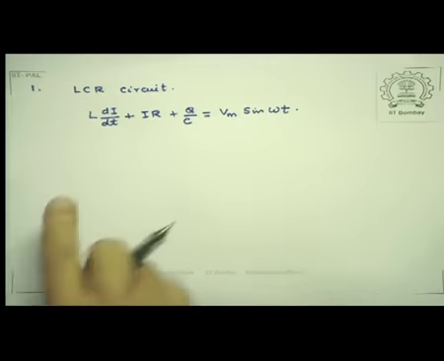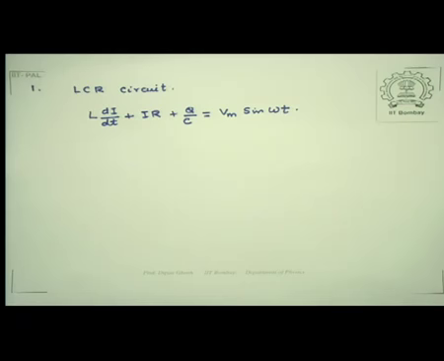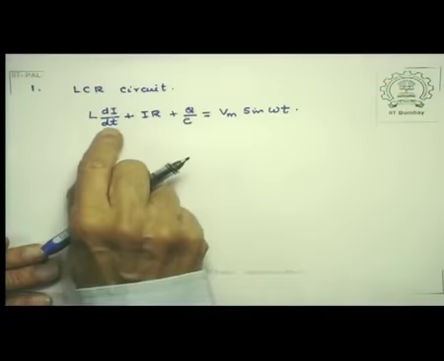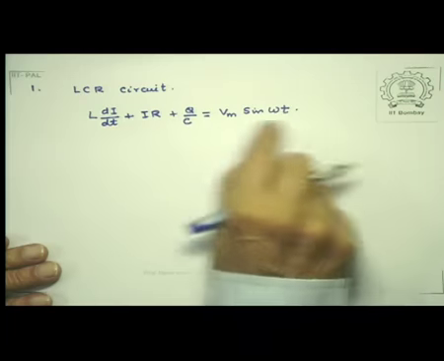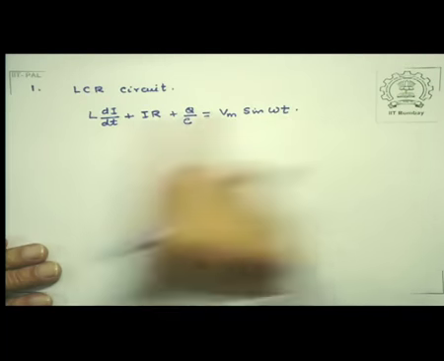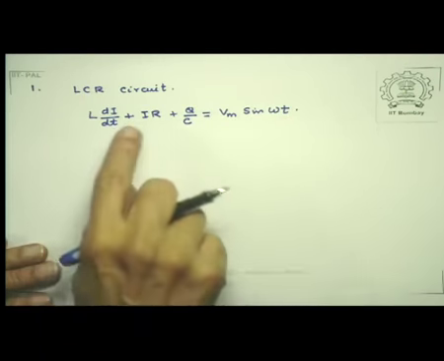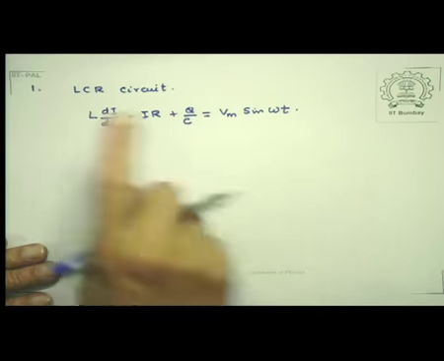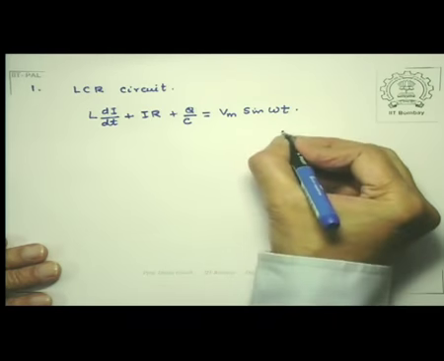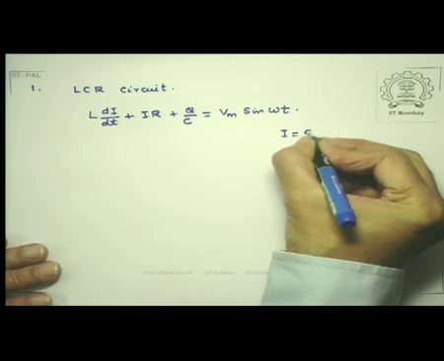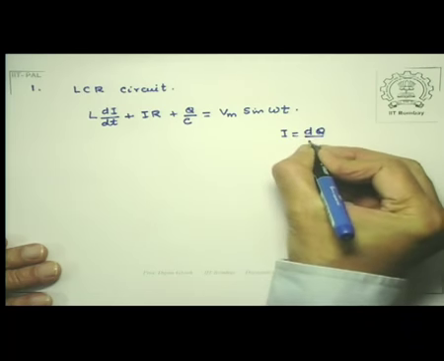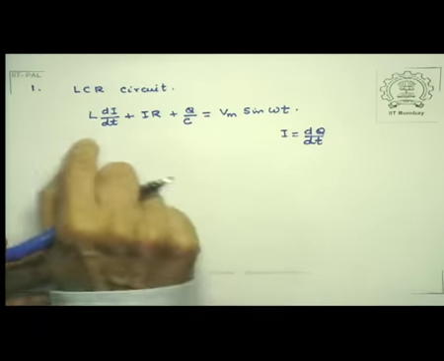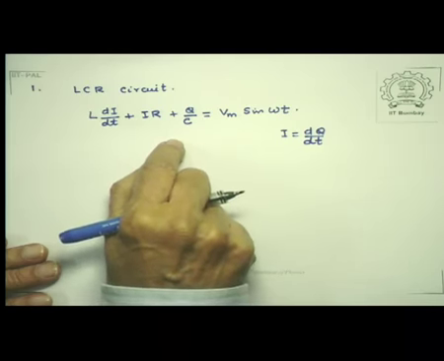Now, this equation can be converted to a second order equation either in the current or in charge. The equation in the current is obtained by differentiating this equation once more, which is what we did. And if you wanted instead, you could have realized that the current I is dq by dt. So therefore, this equation is essentially equivalent to a second order differential equation in charge also.